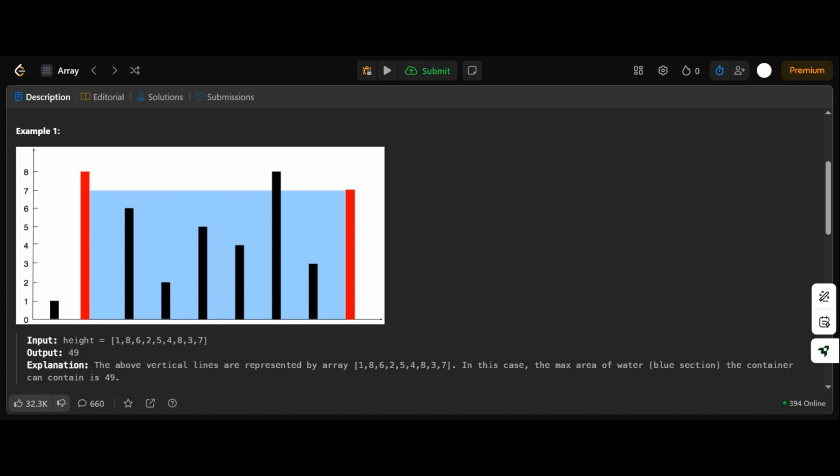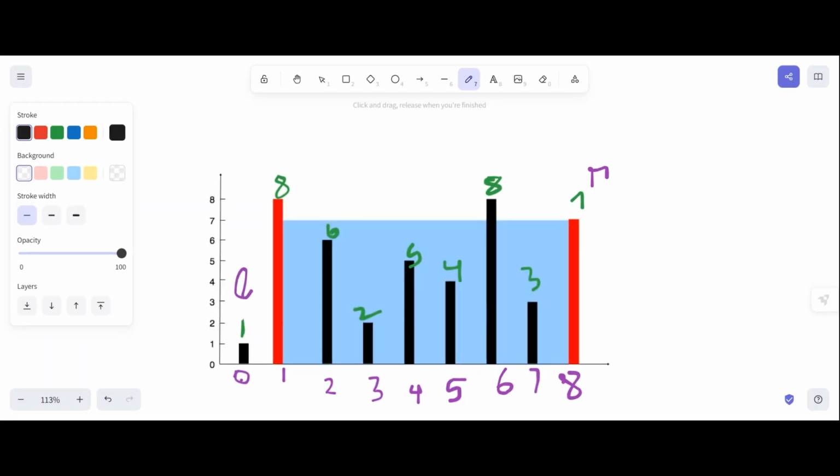So I'll show you in the diagram how it is. Over here we have a diagram, and you can see that this 8 and this 7 are forming this red line and this red line. Both together are forming the maximum area. The area they're forming is 7 into 7, that is 49. Now I'm going to show you why here we got 7.